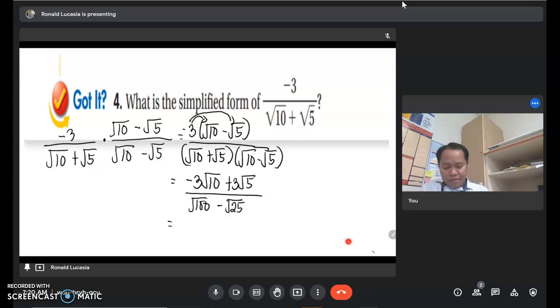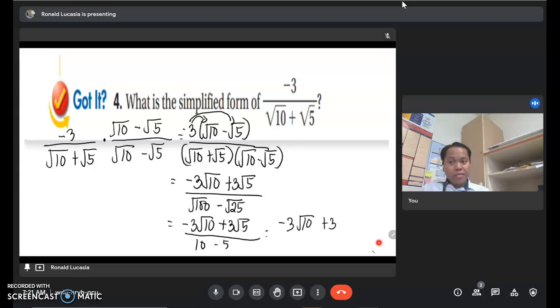Simplify it. So you have negative 3 square root of 10 plus 3 square root of 5, over the square root of 100 is 10. The square root of 25 is 5. So the final answer is negative 3 square root of 10 plus 3 square root of 5 all over 10 minus 5. It's 5. So this will be the final answer.